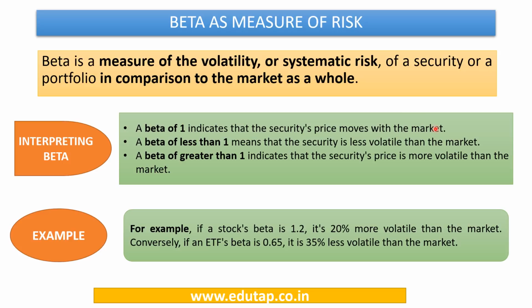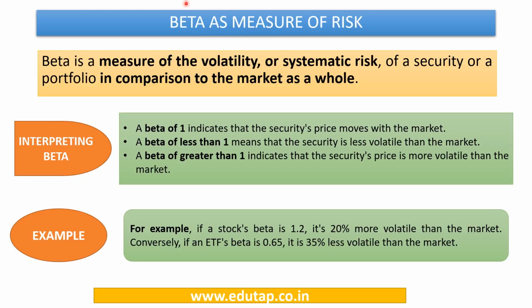As the market changes, the price of that security changes in the same direction and by the same amount. A beta of less than 1 means that the security is less volatile than the market. So this means the return on the security fluctuates less than the market fluctuations in returns. And if the beta is greater than 1, this means the security's price is more volatile than the market. So this is about beta, which is a measure of risk.